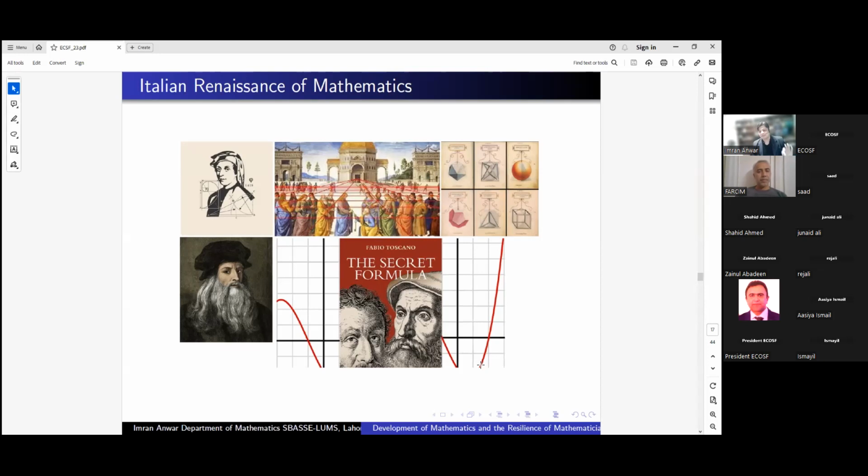And at that time, the biggest mystery was the cubic polynomial. So how to solve a cubic polynomial? There wasn't any formula. People were trying to develop the formula, and they were not able to.